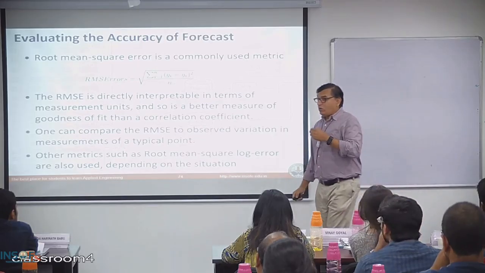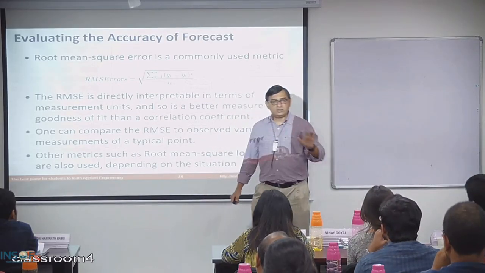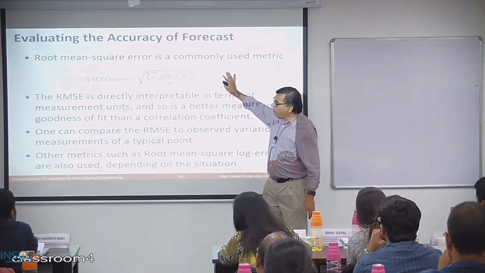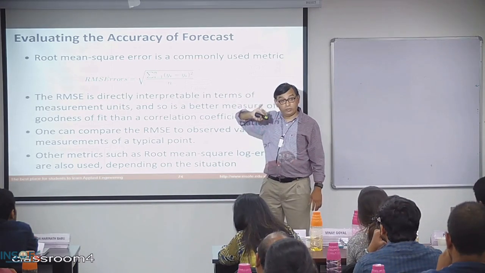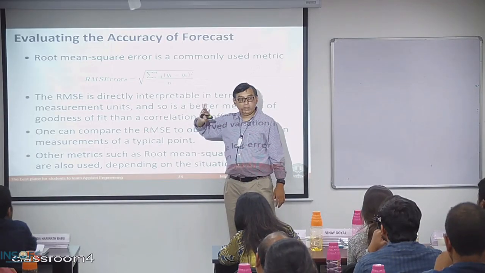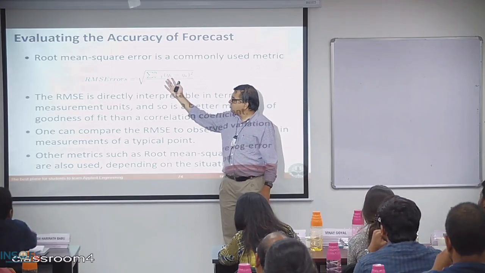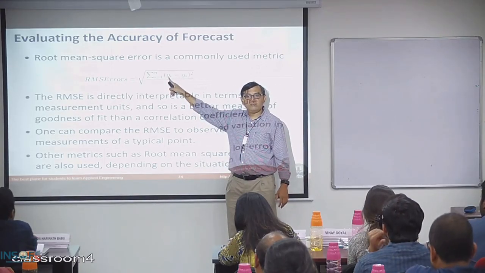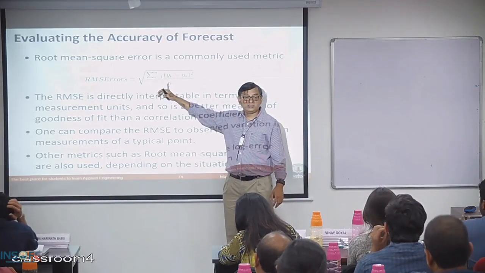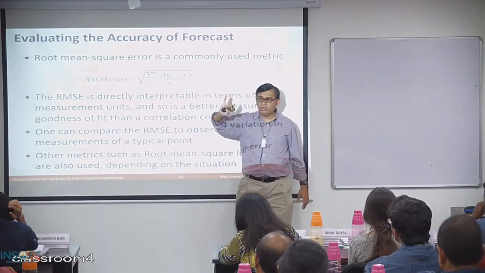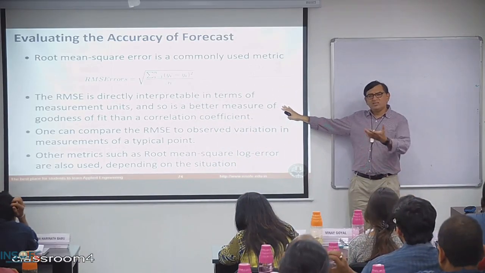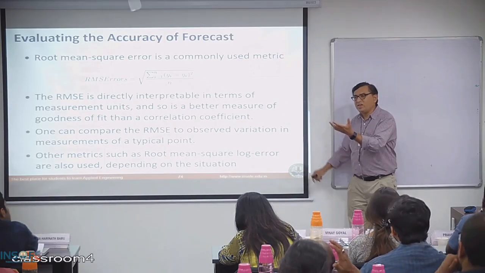So once you have done the training or testing, we need to measure how well your model is performing. One common metric for evaluating how the model is performing is this idea called root mean square error. Root mean square error, all it does is take forecasted minus actual, squared, summation of that divided by number of degrees of freedom, and then the square root. The root mean square error is a nice metric because it's directly interpretable.